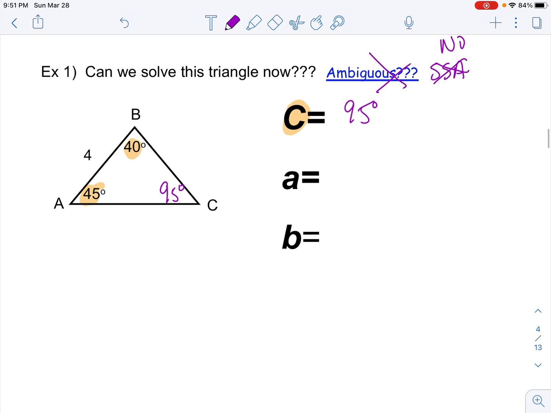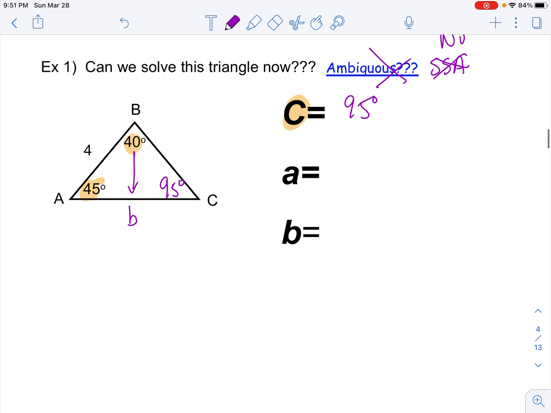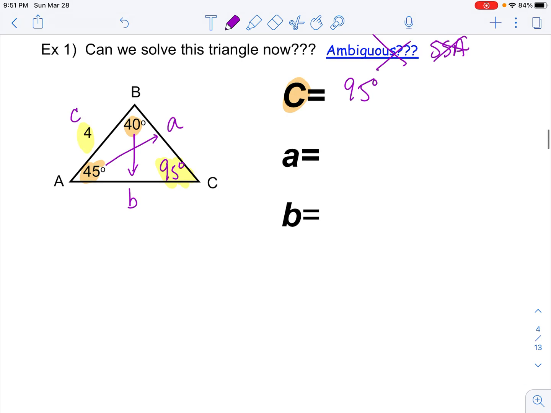Okay, now I always talk about when we use law of sines that we want a full fraction. So that means I need to know an angle as well as its opposite side. So in this case, I do not know what little b is. If I use the 45-degree angle or angle A, I don't know what little a is. But I do have a full fraction when using the law of sines. I know angle C and I know side C, right? Side C is 4.